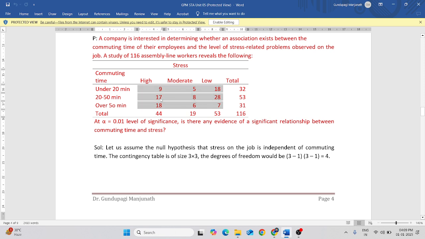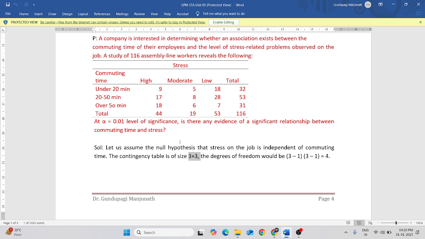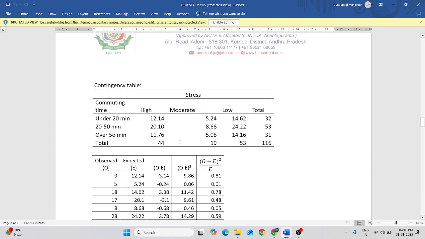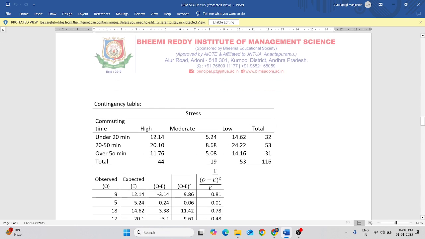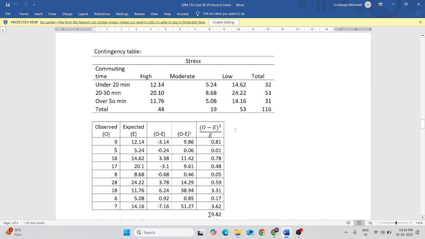So how many cells do we have? 1, 2, 3, 4, 5, 6, 7, 8, 9. In total, you will get 9 values, because this is a 3 by 3 table, as the table size is 3 by 3. If it is 2 by 2, you have 4 cell values that you need to calculate. So I have taken the whole contingency table, and overall the totals will be like this.